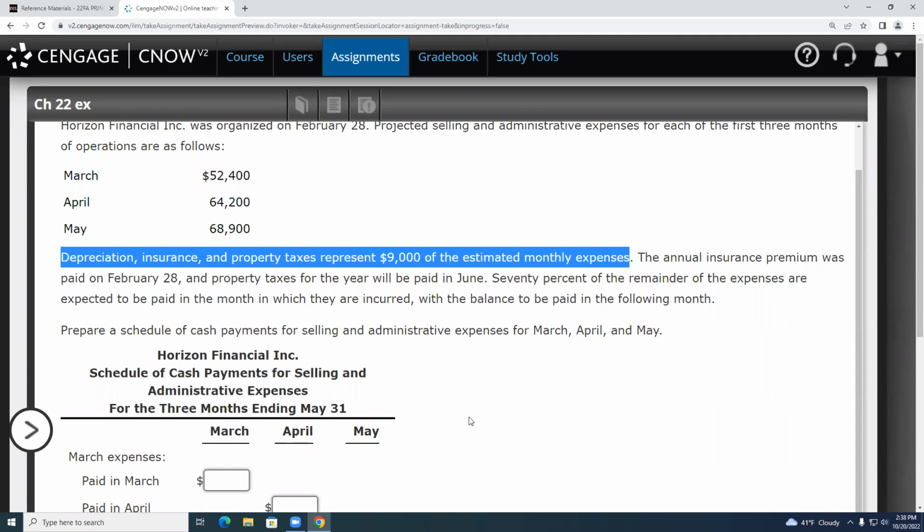Why do they have depreciation lumped in here? What do we know about depreciation that makes it different than really all of the other expenses? What makes depreciation different than all of those other expenses?